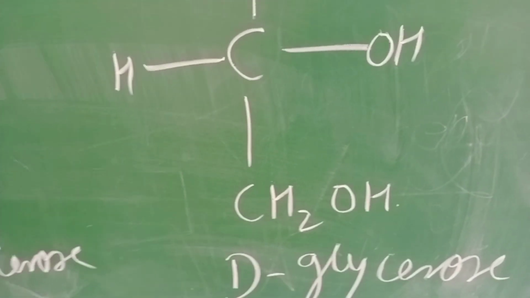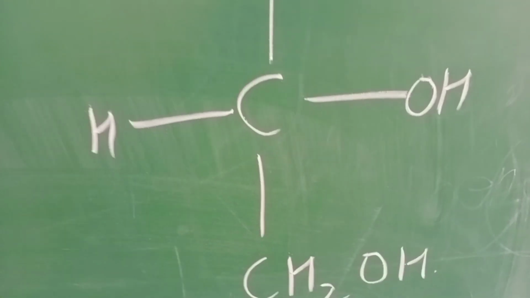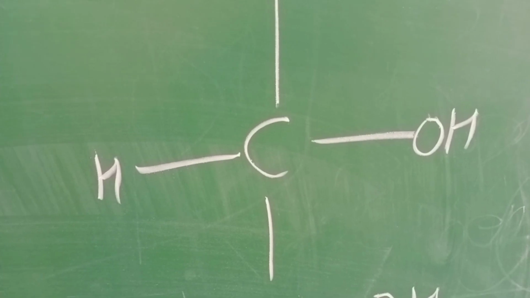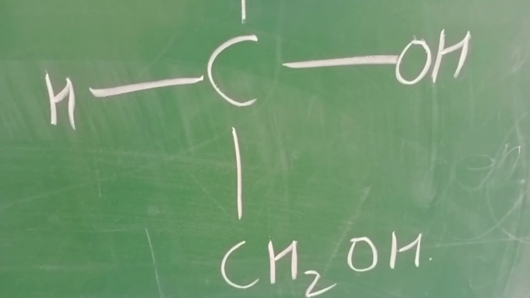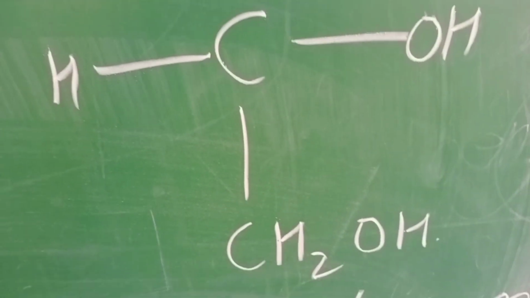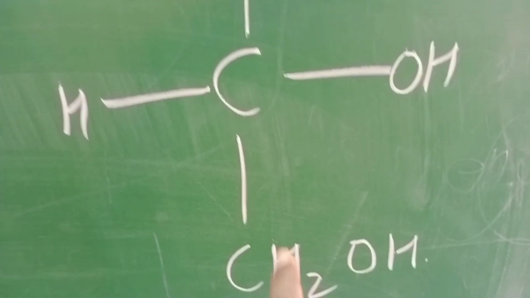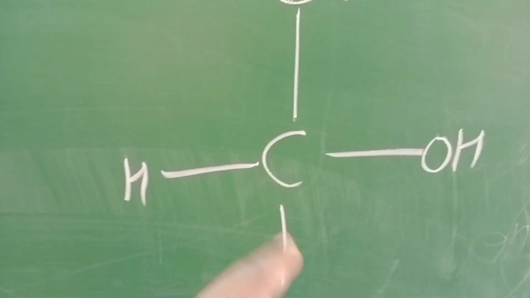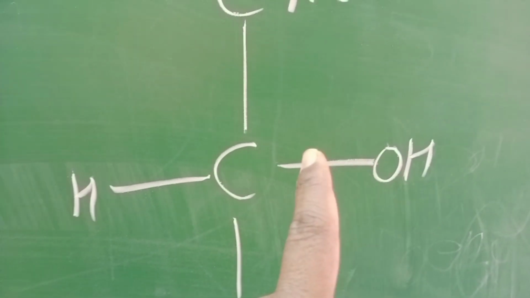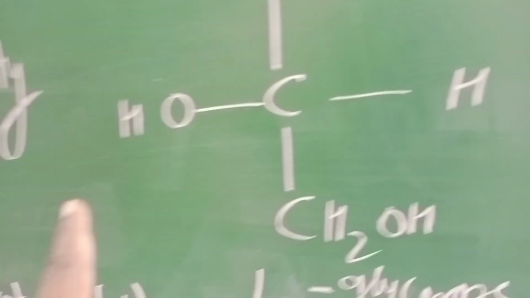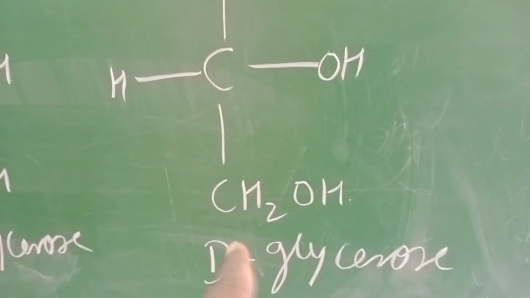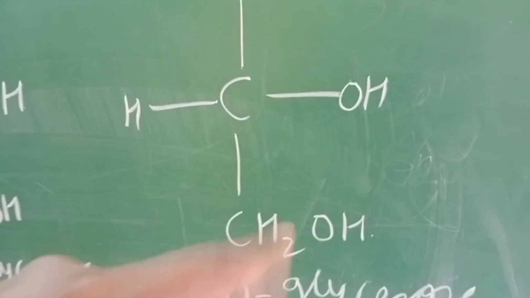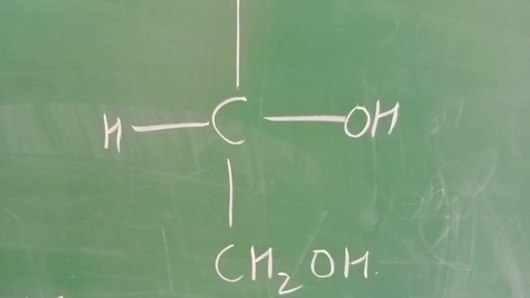So here also the same principle applies. You have to search for the carbon atom adjacent to the terminal carbon atom, or the tail carbon atom. This is the carbon atom adjacent to the tail carbon atom, that is the CH2OH, and you can see this particular carbon atom has the hydroxy group on the right side, in contrast to L-glycerose. In the case of L-glycerose, the hydroxy group is present on the left side, and in the case of capital D-glycerose, the hydroxy group is present on the right side.